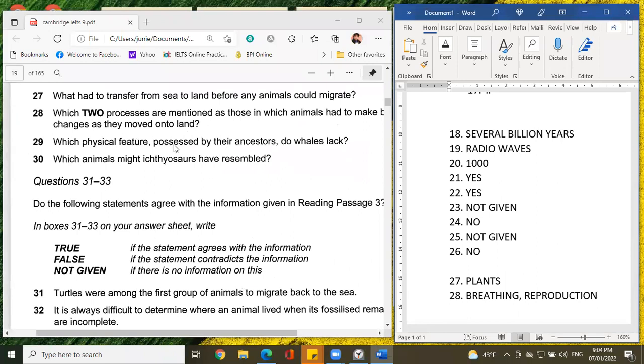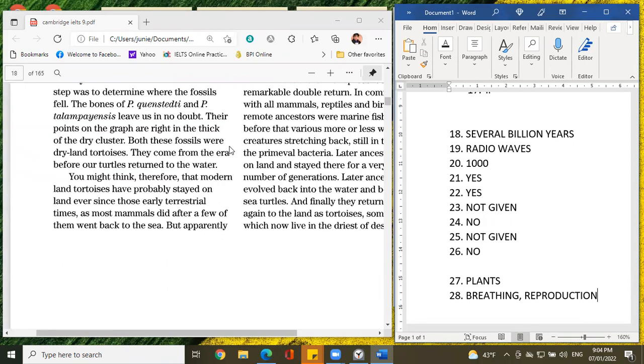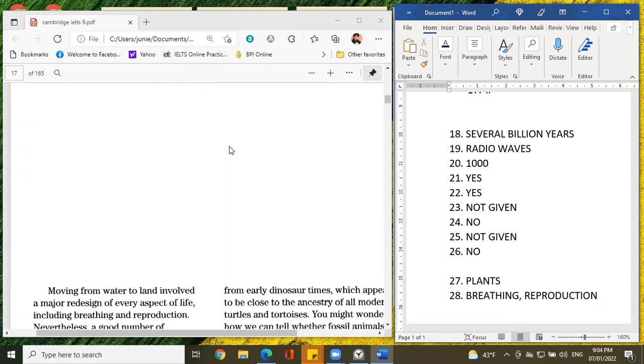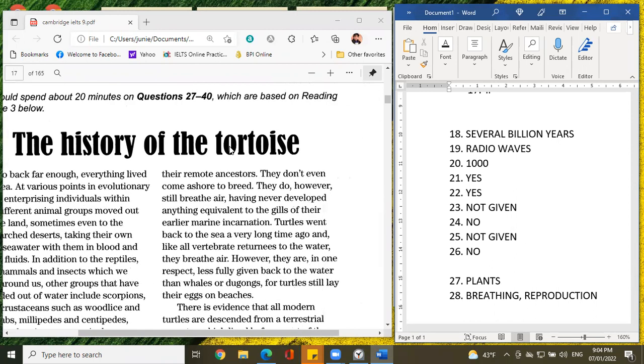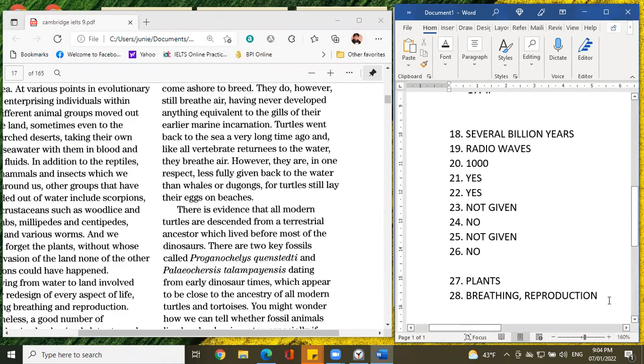Which physical feature possessed by their ancestors do whales lack? Gills. Gills yun, guys. Gills. Wala silang gills.